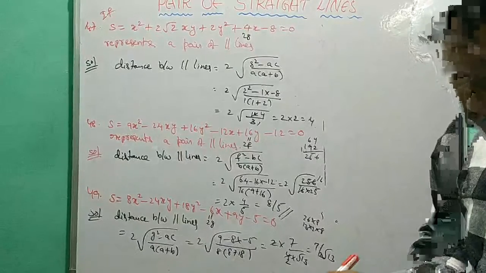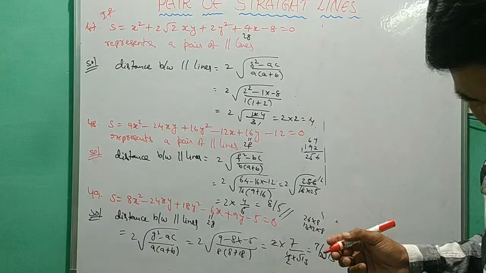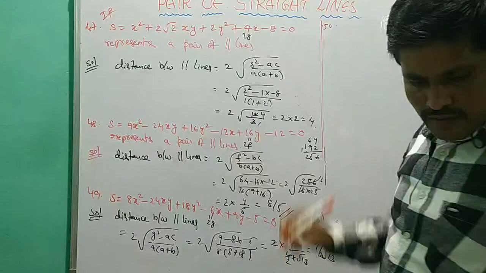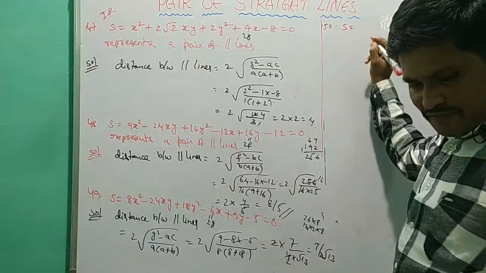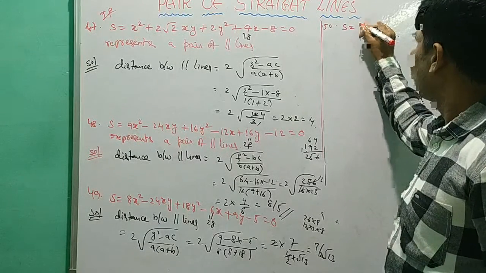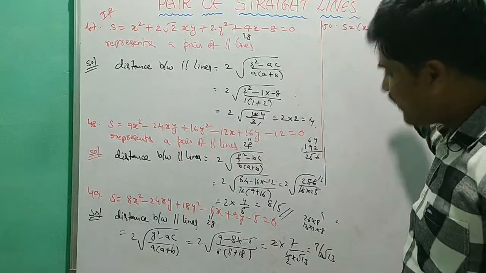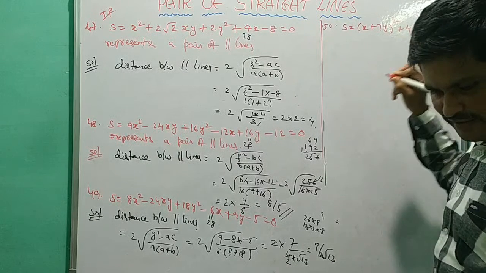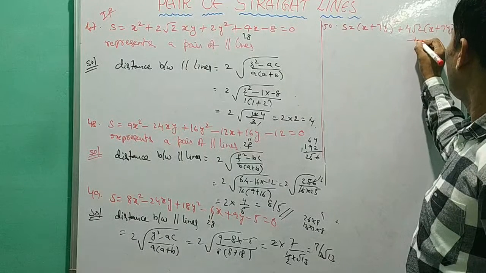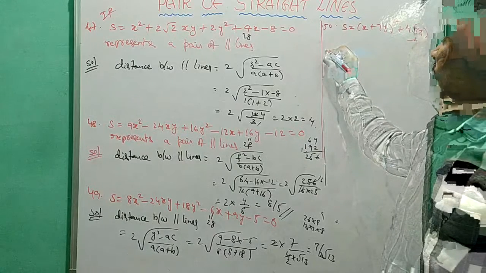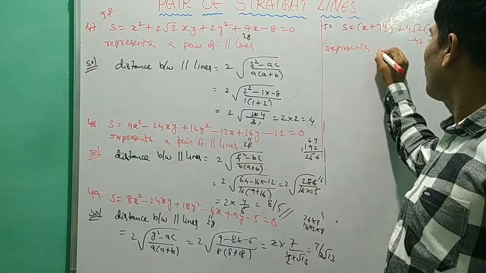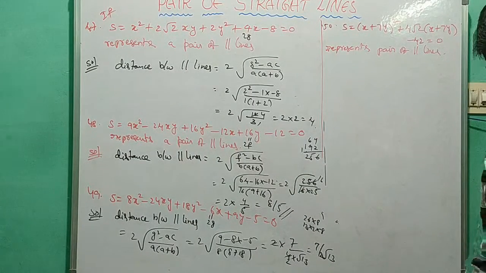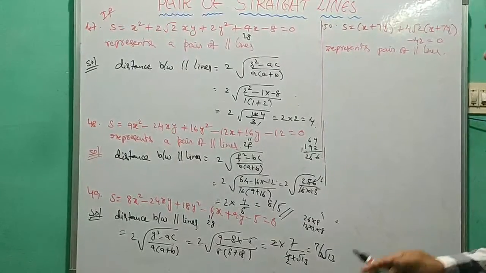Now the next problem, 50. The distance between parallel lines, the pair of lines is S equal to x square plus 4 root 2 x plus 7y minus 5 equal to 0. This represents a pair of parallel lines, and we have to find the distance between the parallel lines.